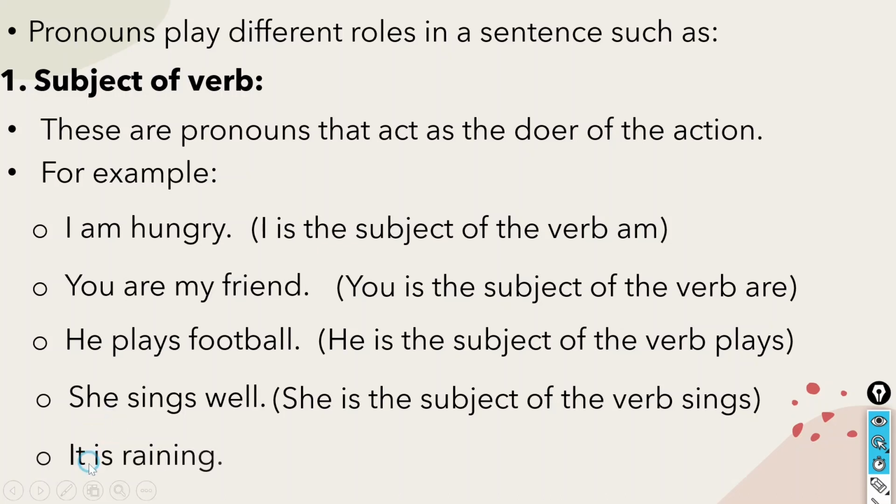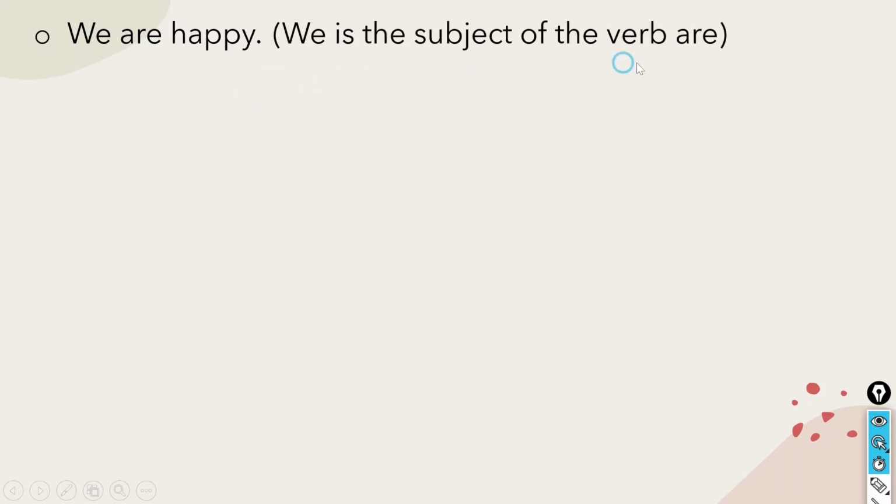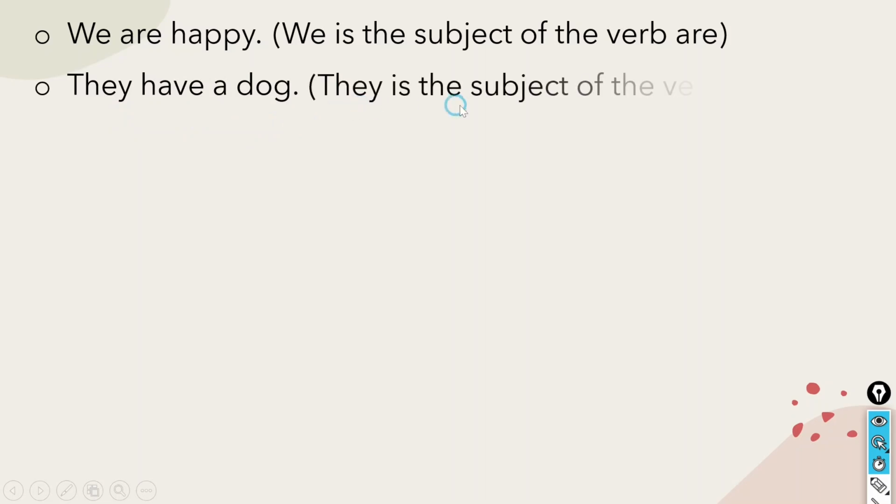All right. Then also, "It is raining." It is the subject of the verb is, so it is the doer of the action. Okay. "We are happy." We is the subject of the verb are. All right. Then, "They have a dog." They is the subject of the verb have.